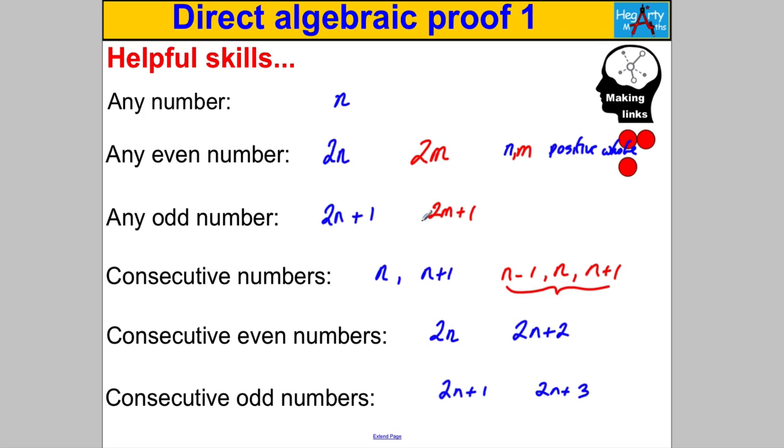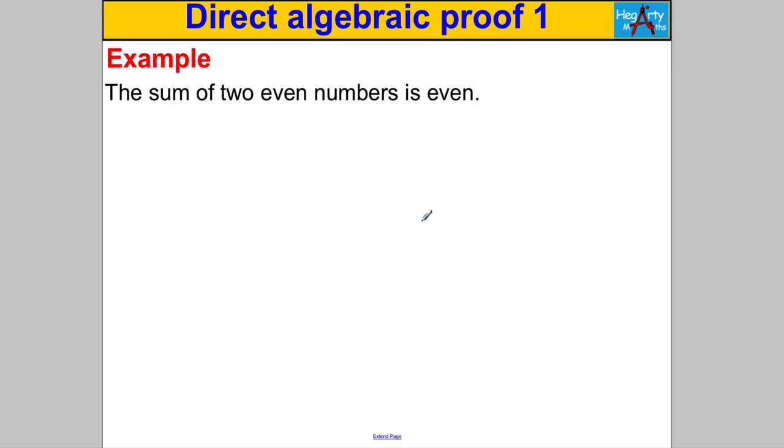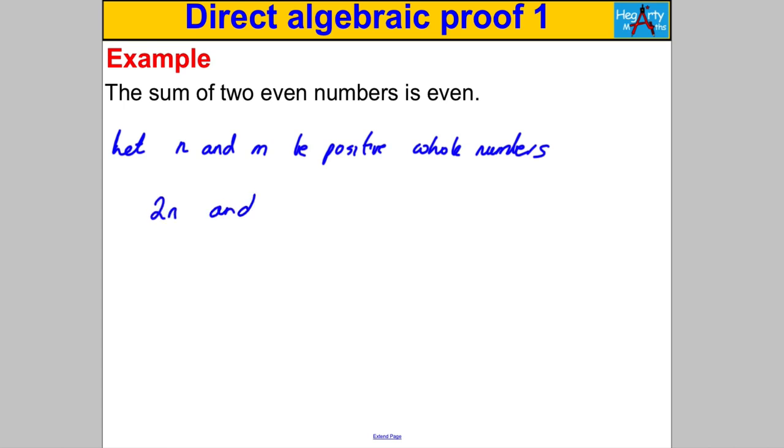Let's do a proof. The sum of two even numbers is even. Let's try and prove it. So let's let n and m be positive whole numbers. Then certainly we know that 2n and 2m are even. That's definitely true because I've multiplied those numbers by 2. Now let's add these two.